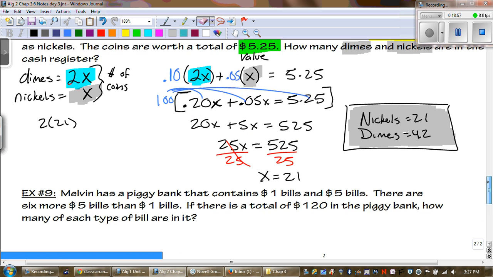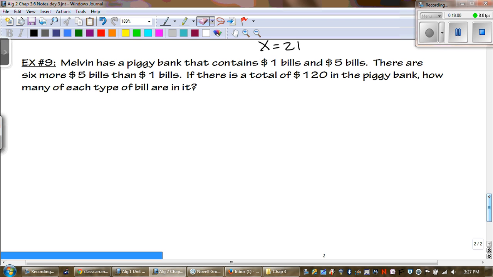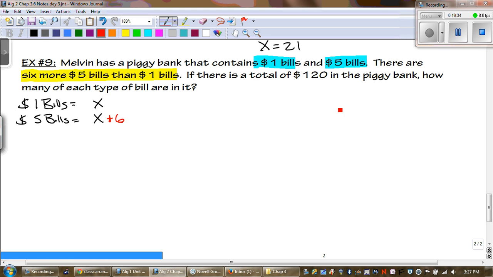All right, let's take a look at the next one. It says Melvin has a piggy bank that contains $1 bills and $5 bills. So those are the two things that we're talking about. I'm going to write those on the side. Right away, I know that my variable, I'm just going to use x. There are 6 more $5 bills than $1 bills. So he's got more $5 bills. How many more? Well, he's got 6 more.